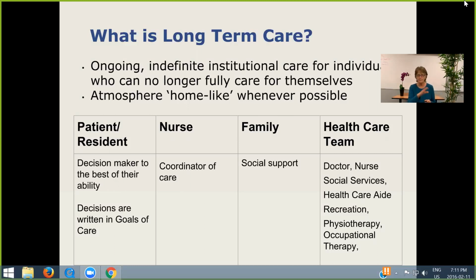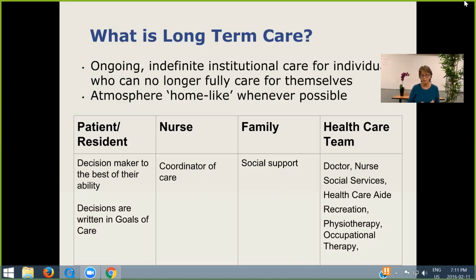So these are the people who fit into the long-term care family, we'll call it, or a long-term care group. So it's the patient or the resident. We often call them resident if it's long-term care because they live there. And the role of the resident is they're the decision makers. They are the ones who make the decisions for themselves to the best of their ability.